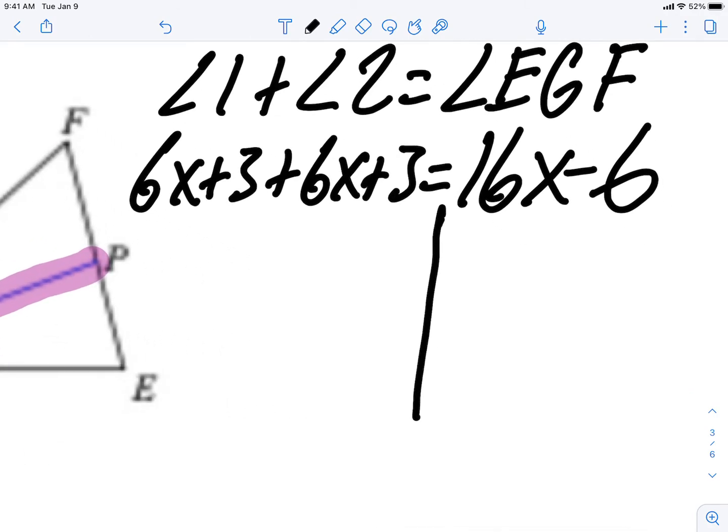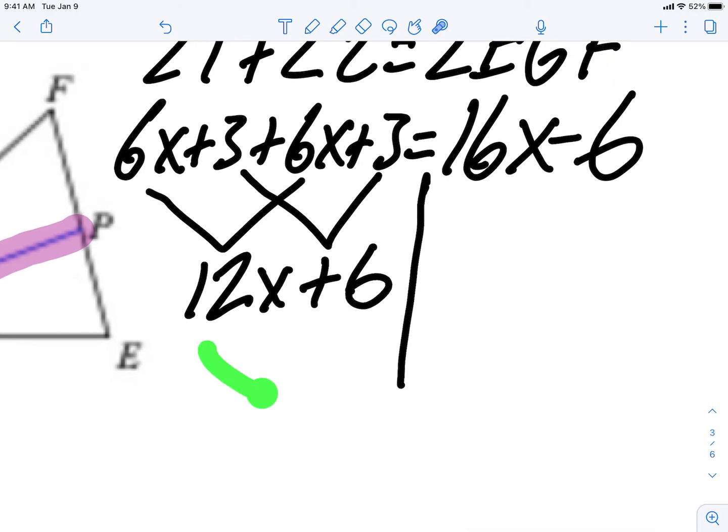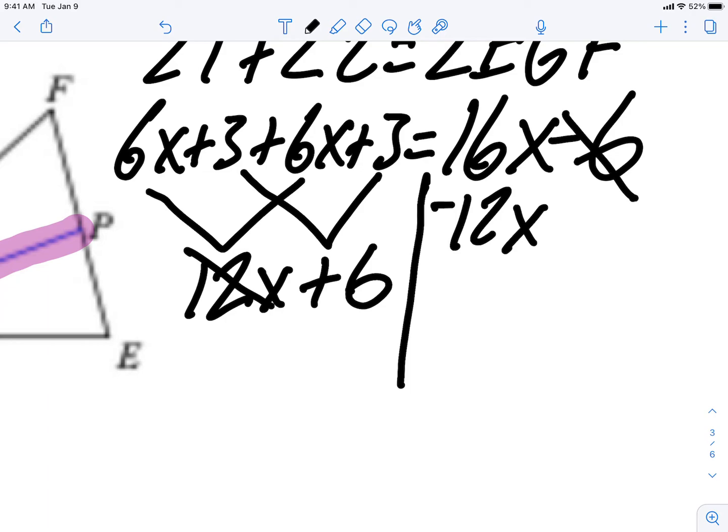So, just like the other one, we're going to combine like terms. 6x and 6x is 12x. 3 plus 3 is 6. This time, guys, I'm going to move this 12x over this way and make it a minus 12x. So that means I'm going to move this minus 6 over this way and make it a plus 6, just like this.